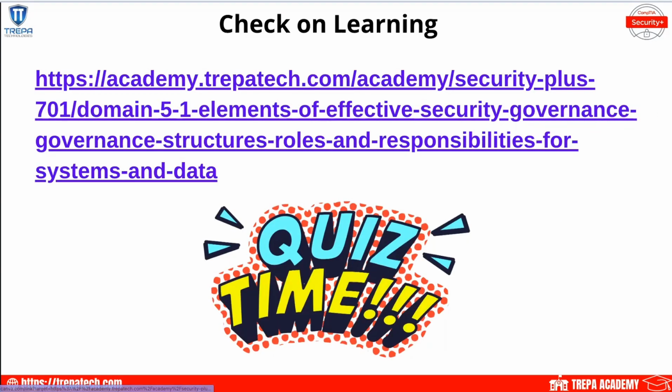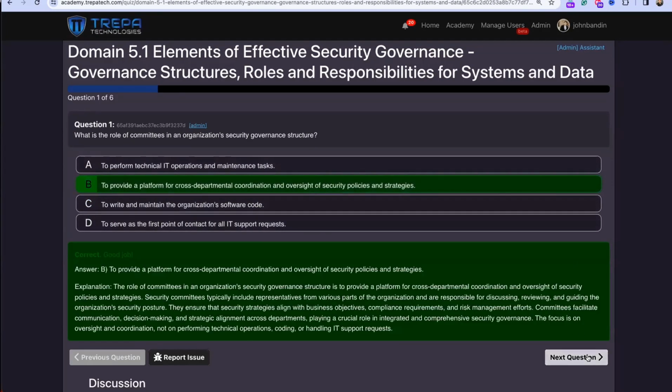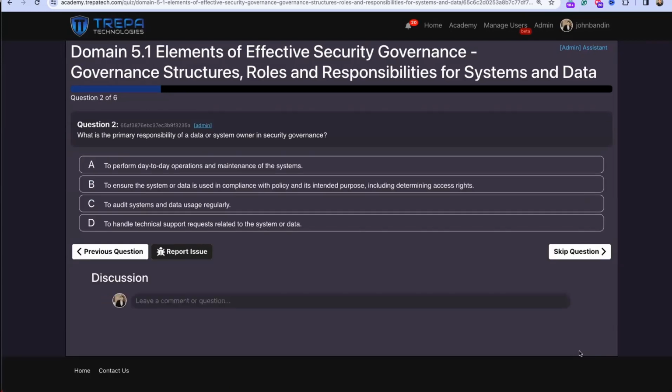Okay, let's go ahead and do our quiz. Quiz domain 5.1, going over governance structures, roles and responsibilities for systems and data. Question 1, what is the role of committees in an organization's security governance structure? That is going to be B, to provide a platform for cross-departmental coordination and oversight of security policies and strategies. Committees are dedicated to a certain thing within security.